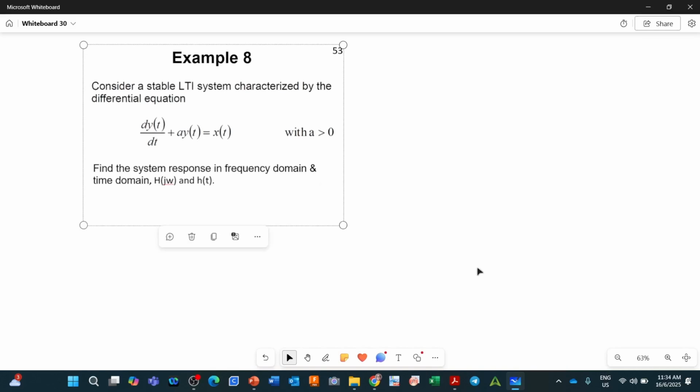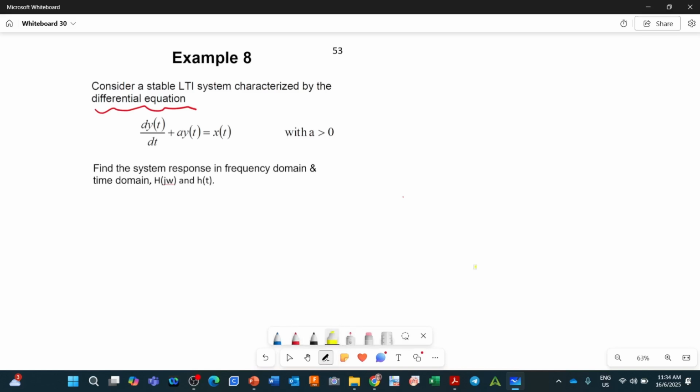Okay, so consider a stable LTI system. LTI is linear time invariant system, the one that you learned in chapter 2. The system is characterized by a differential equation, basically given by dy/dt + ay(t) = x(t). The question asks you to find the system response in terms of frequency domain and time domain.